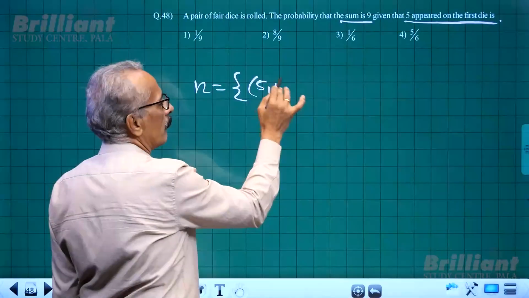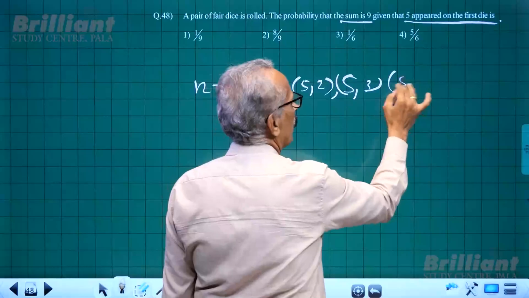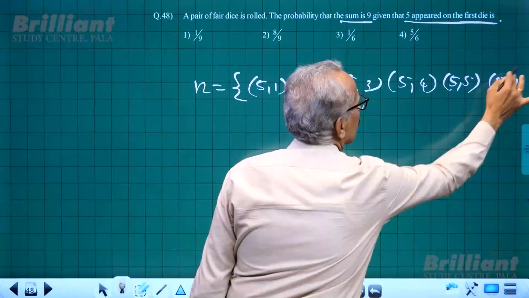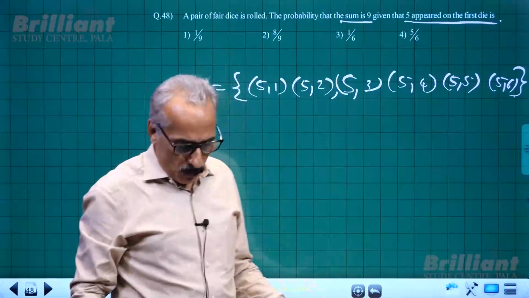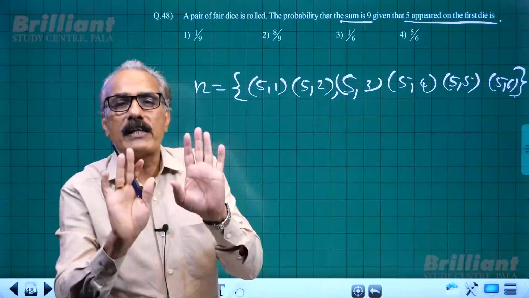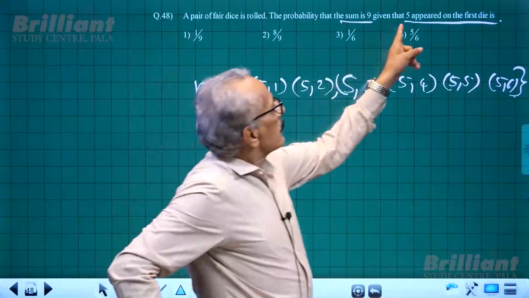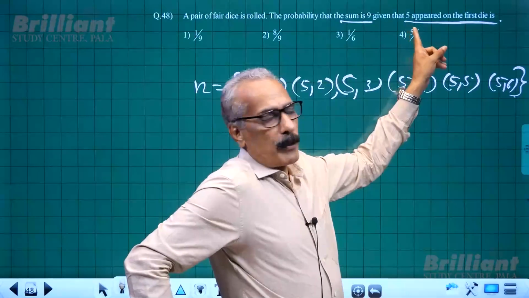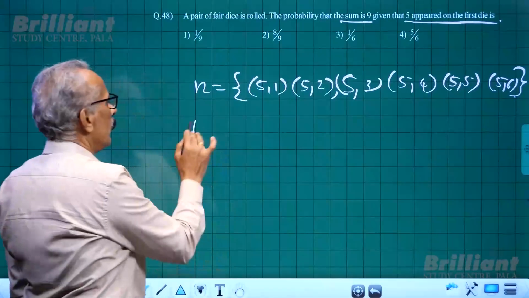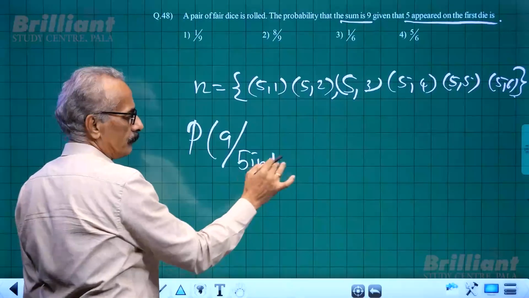It is 5,1; 5,2; 5,3; 5,4; 5,5; 5,6. That's all. A pair of dice is rolled. There will be 36 sample points. But it is seen that the first die has shown 5. Then the possibilities will be this. That's why it is a conditional probability. 5 appeared on the first die. These are the possibilities. Then what do you want? You want probability of 9 given that 5 is on the first die.